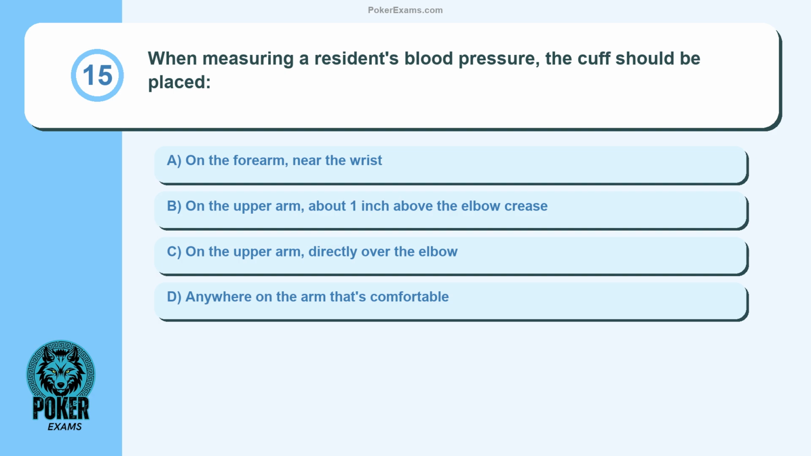Question 15. When measuring a resident's blood pressure, the cuff should be placed on the forearm, near the wrist. On the upper arm, about 1 inch above the elbow crease. On the upper arm, directly over the elbow. Anywhere on the arm that's comfortable.